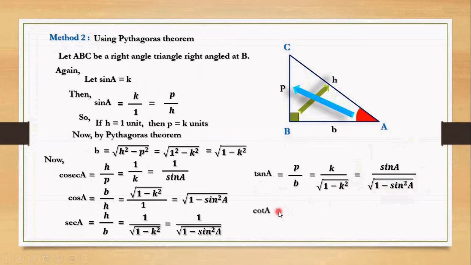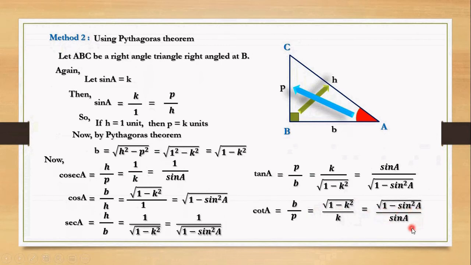One more ratio left, that is cot A. Its ratio is b by p. Substituting the values, B is root under 1 minus k square, and p is k. Replacing all the k by sine A, we have root under 1 minus sine square A by sine A. All the ratios cosec A, cos A, sec A, tan A, and cot A are expressed in terms of sine A. Now let's do some more exercise.